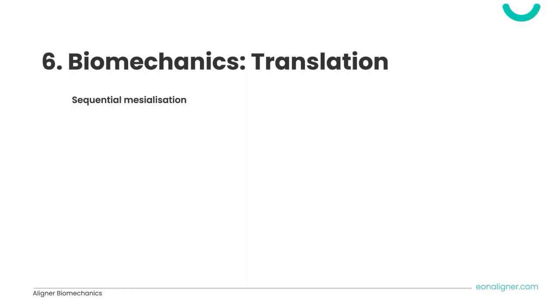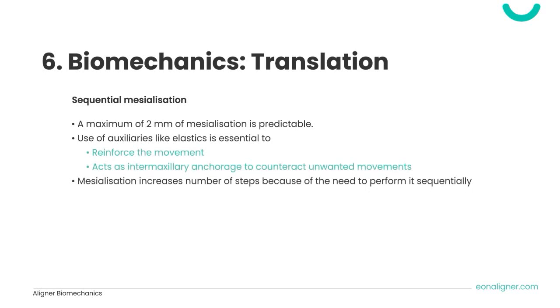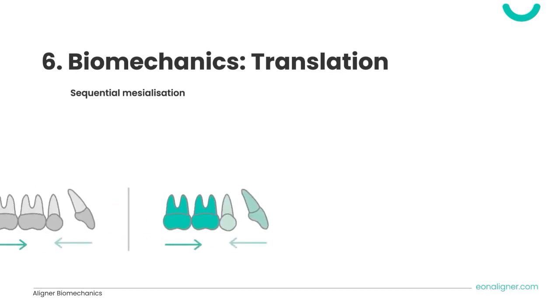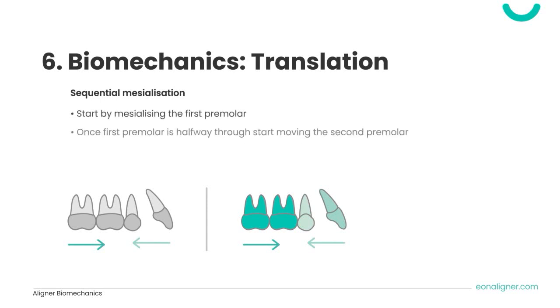Second sequential movement is the sequential mesialization. A maximum of 2 millimeters of mesialization is predictable. Use of auxiliaries like elastics is essential to help reinforce the movement and provide intermaxillary anchorage to counteract unwanted movements. Mesialization increases the number of steps because of the need for it to be performed sequentially. Similarly to distalization, mesialization is done sequentially as follows.